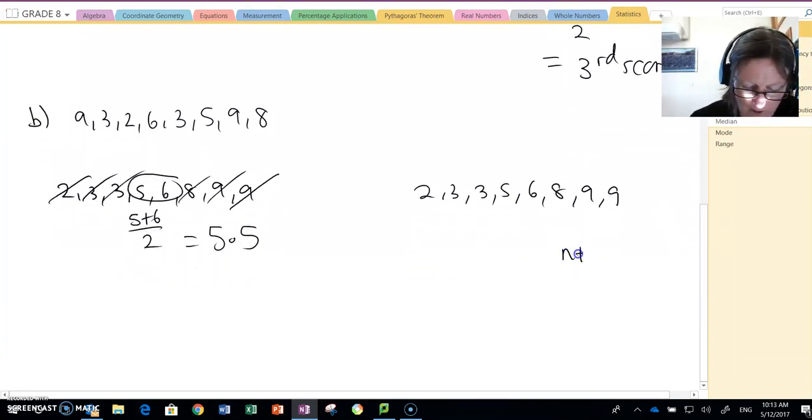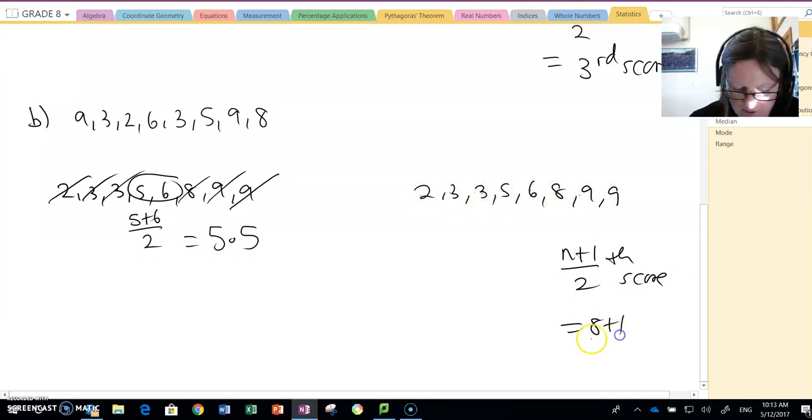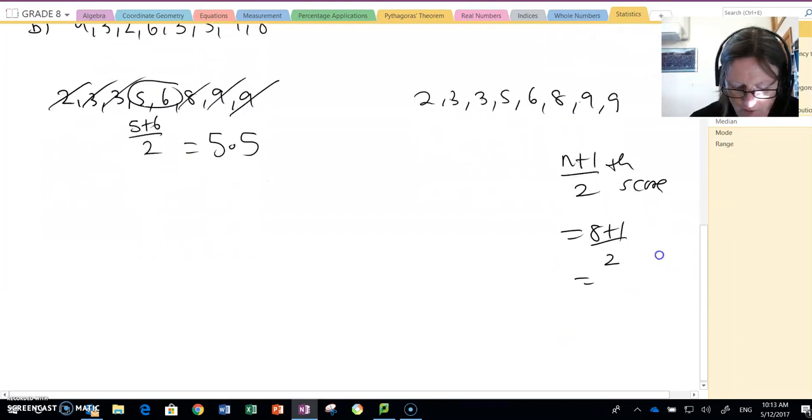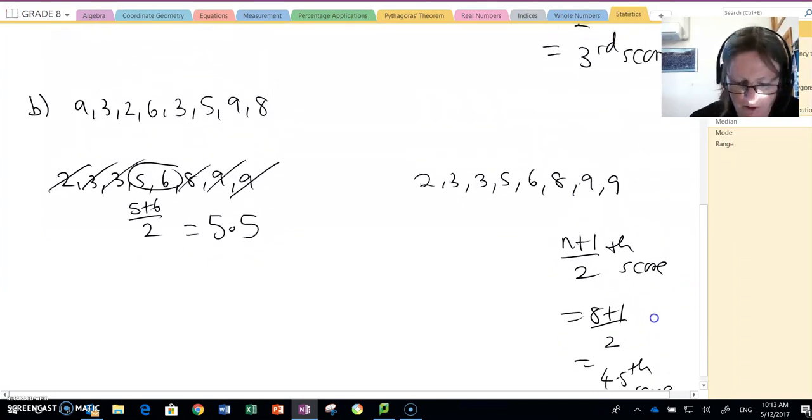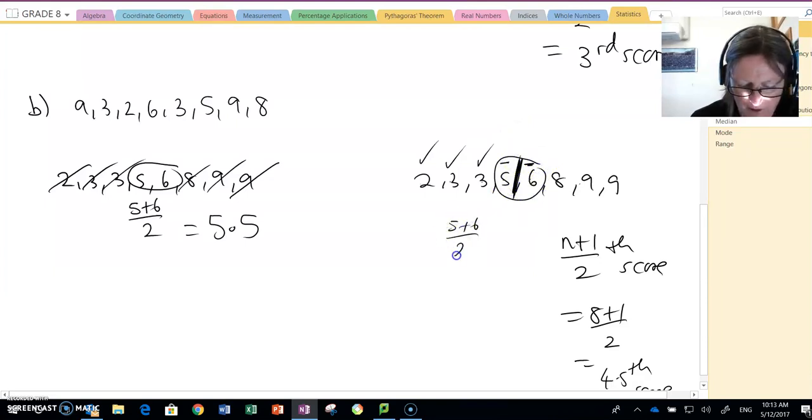We go n plus 1 divided by 2 to give us which score we want. So there's 1, 2, 3, 4, 5, 6, 7, 8 scores listed. So 8 plus 1 divided by 2 is 9 divided by 2. So the 4.5 score is the one we want. So that's score 1, 2, 3. That's score 4. And that's score 5. And we want the 4.5 score. So we want the score in the middle of those two. So again, 5 plus 6 divided by 2 is 5.5.